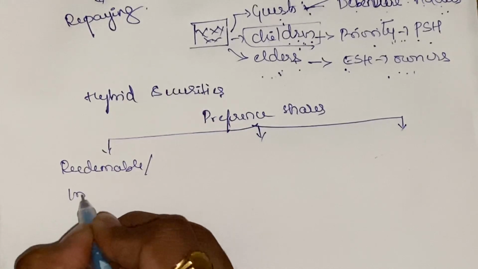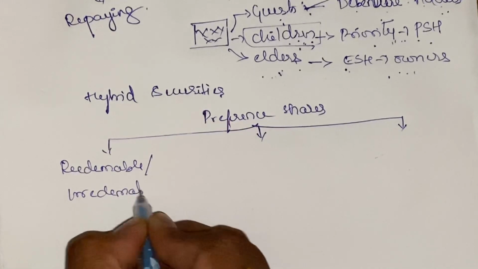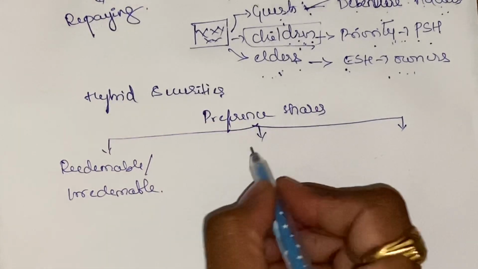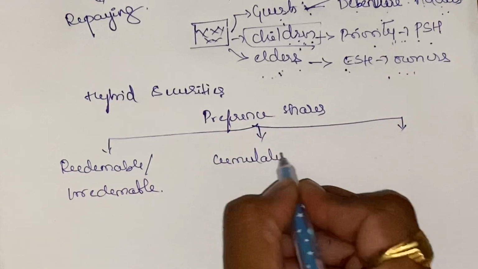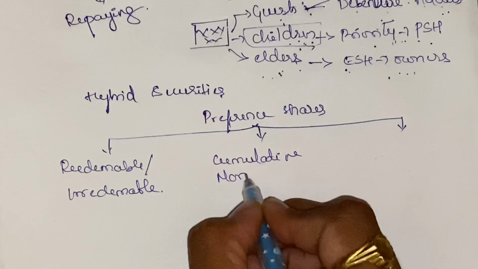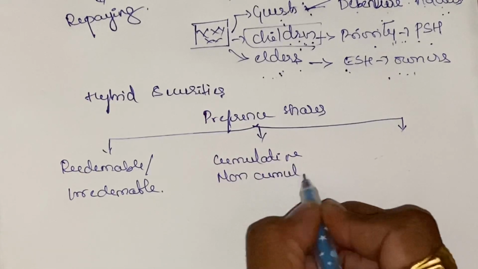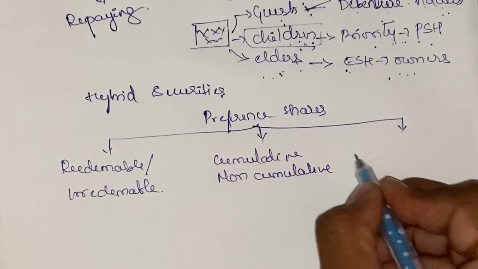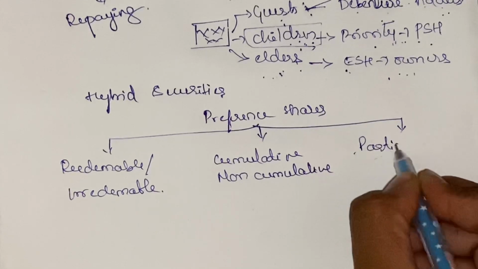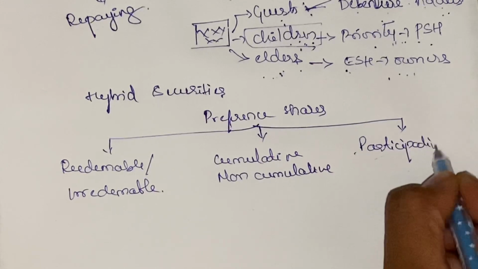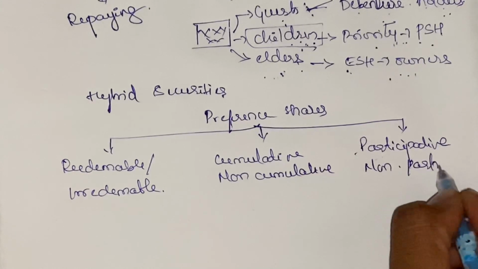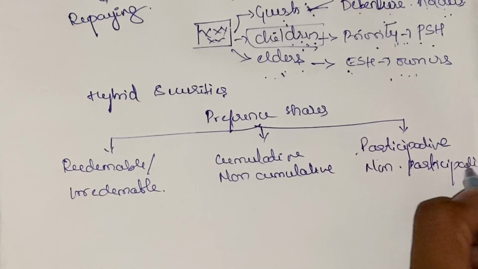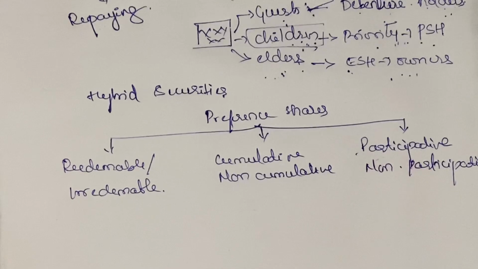Opposite of redeemable is irredeemable preference shares. Correct? And then the second bundle is cumulative, non-cumulative. The third one, participative or participating and non-participative. Is that clear? Okay.